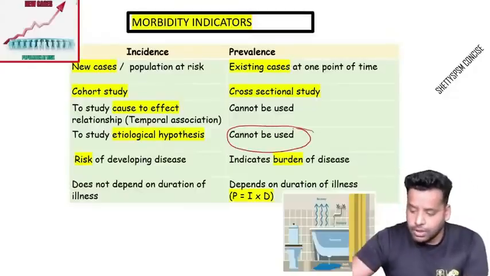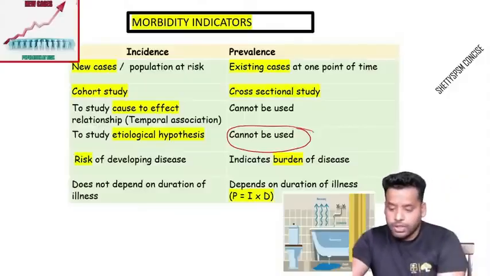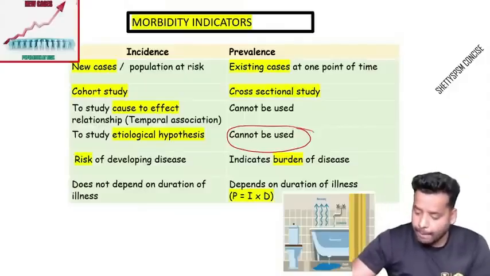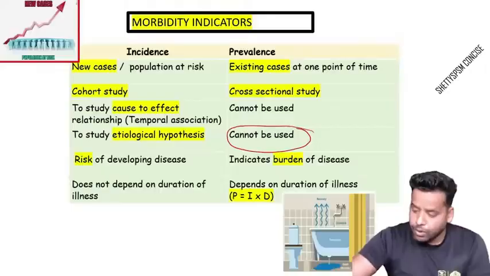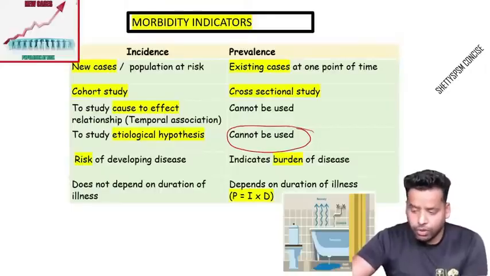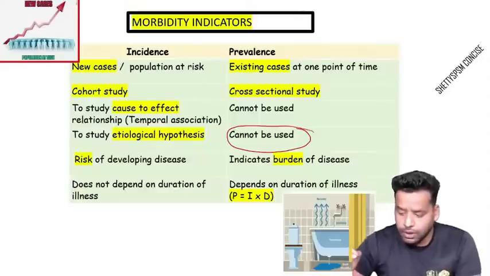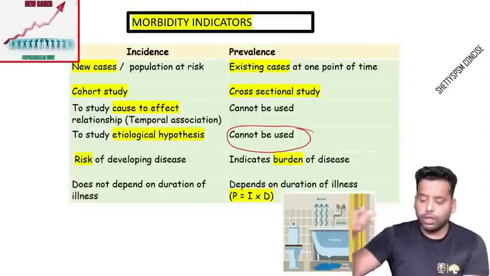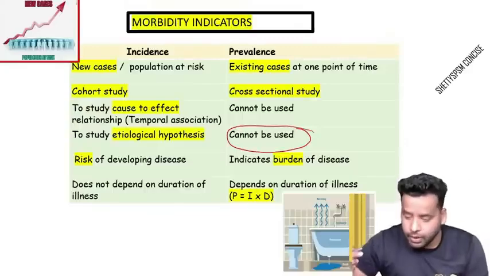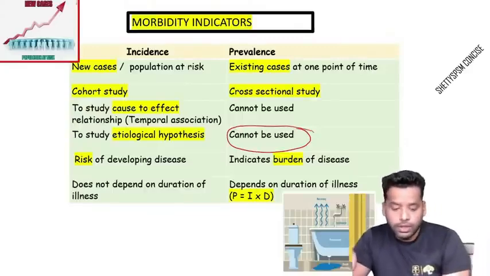Cross-sectional studies can be used for etiological purpose. True or false? Cross-sectional study cannot be used for etiological purpose. True or false? See the words properly. Cross-sectional studies cannot be used for etiological purpose. True or false? False statement. Why can you not use it for etiological purpose?